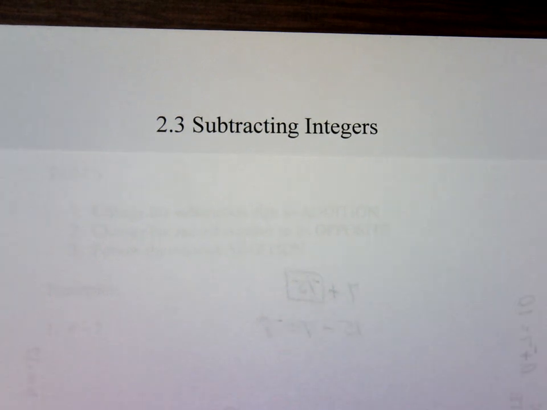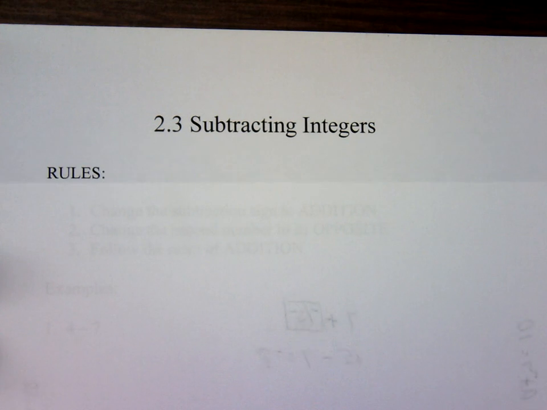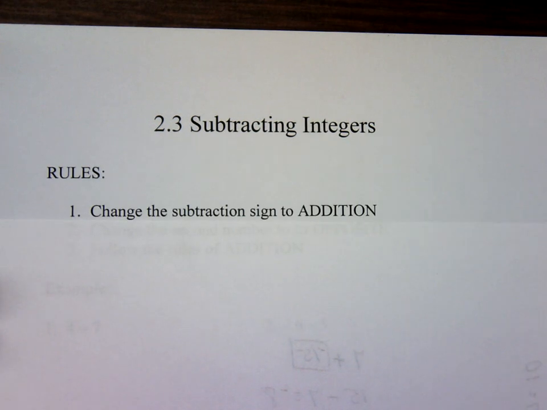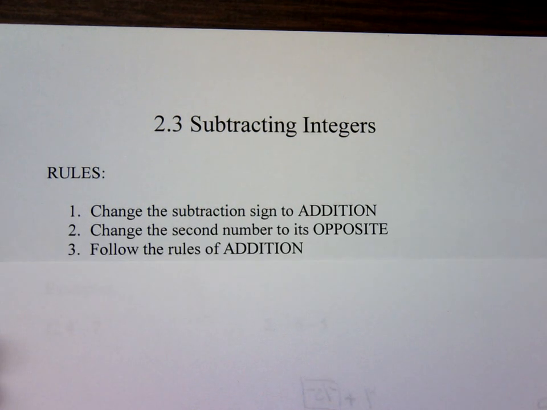Alright, so today's lesson is 2.3, subtracting integers. This is kind of a review of 1.11 and 2.2, so you'll notice the steps are similar to what you've done before. Step 1 is to change the subtraction sign to addition. Step 2 is to change the second number to its opposite, or change the number that is right after the addition sign to its opposite. And step 3 is to follow the rules of addition.